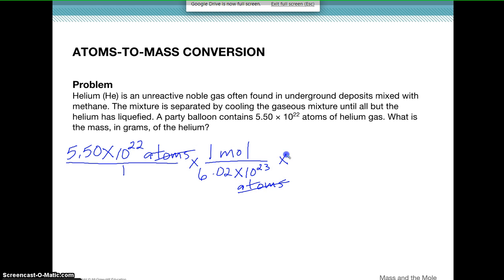Then we go from moles to grams. We need to know the molar mass of helium, so look at your periodic table and find helium. Our molar mass is 4.0026 grams per mole. Moles go on the bottom, so they cancel. We do the math, and this time we round to, again, 3 sig figs, and we get 0.366 grams of helium.